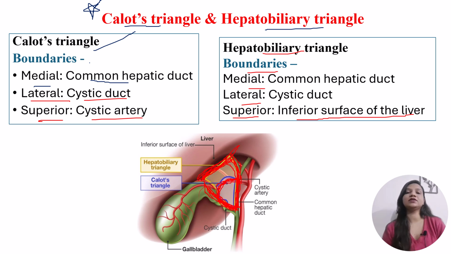Why are both of these triangles very important during surgery, especially laparoscopic cholecystectomy? Because they are used to identify and ligate the cystic artery. The most important structure here is the cystic artery. Both of these triangles are located during the cholecystectomy surgery, and the cystic artery is identified and ligated to prevent hemorrhage during the surgery.